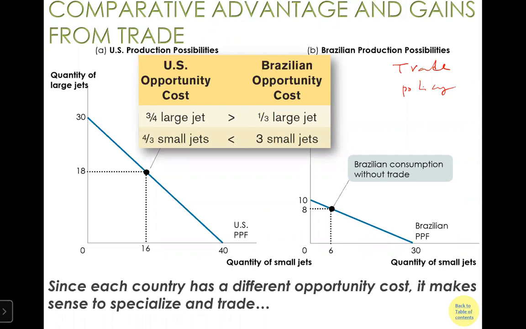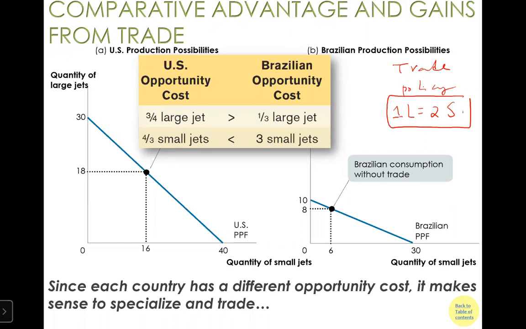And here, this is going to be the price of larger jet versus small jet, or price of small jet versus larger jet. Right? So let's say, for example, there's a price: 1 larger jet equal to 2 small jet. Now let's see whether this is going to make both countries happy or not.